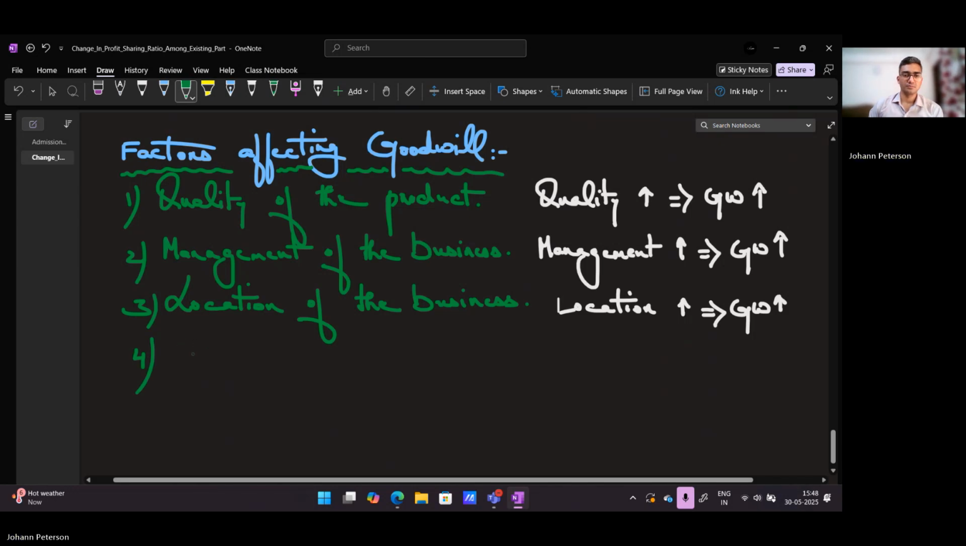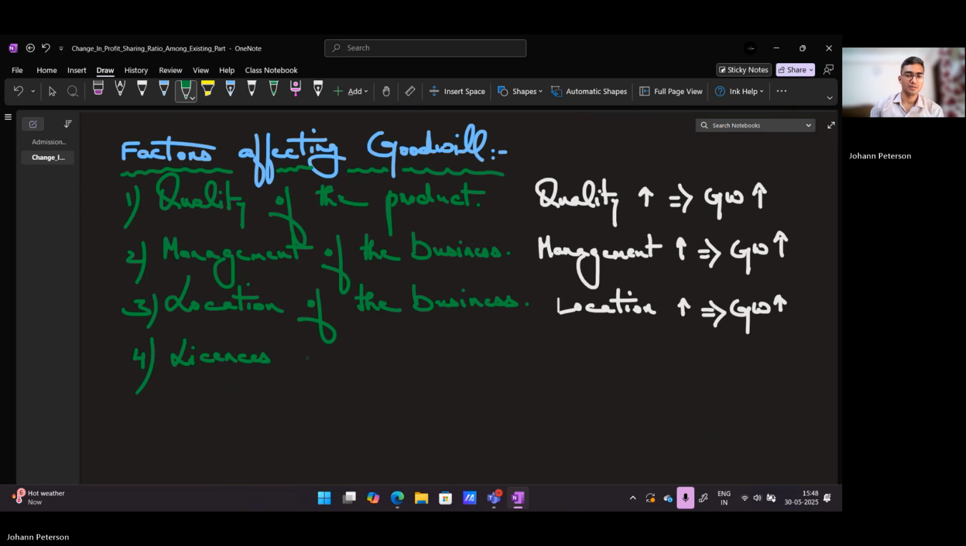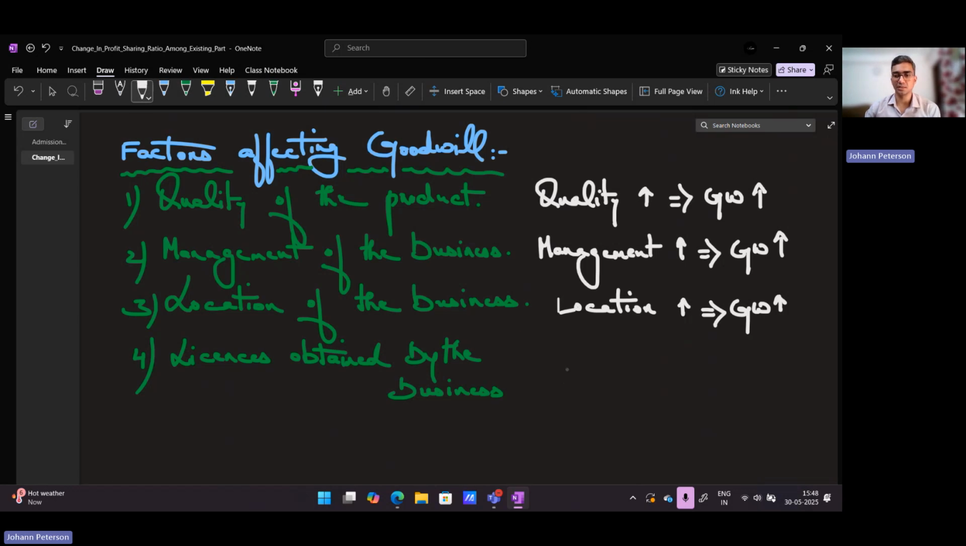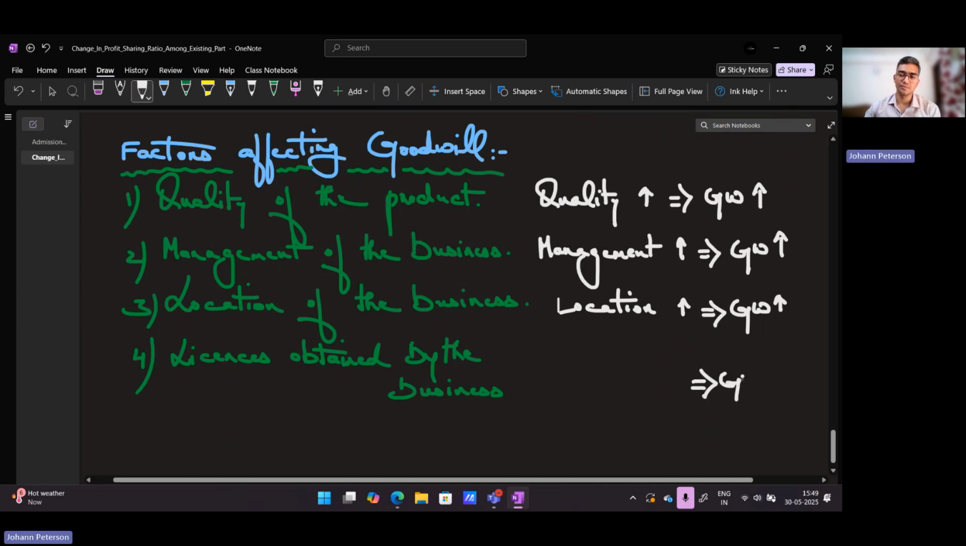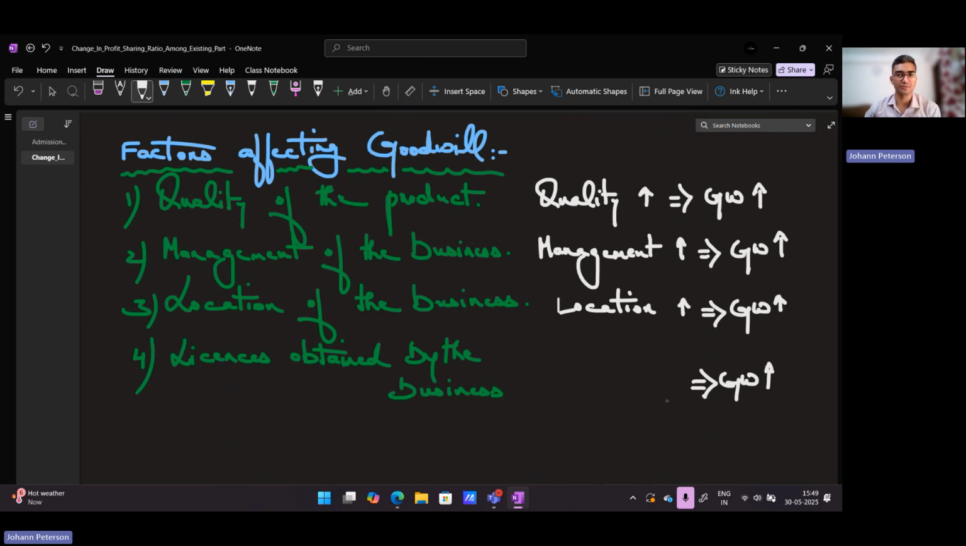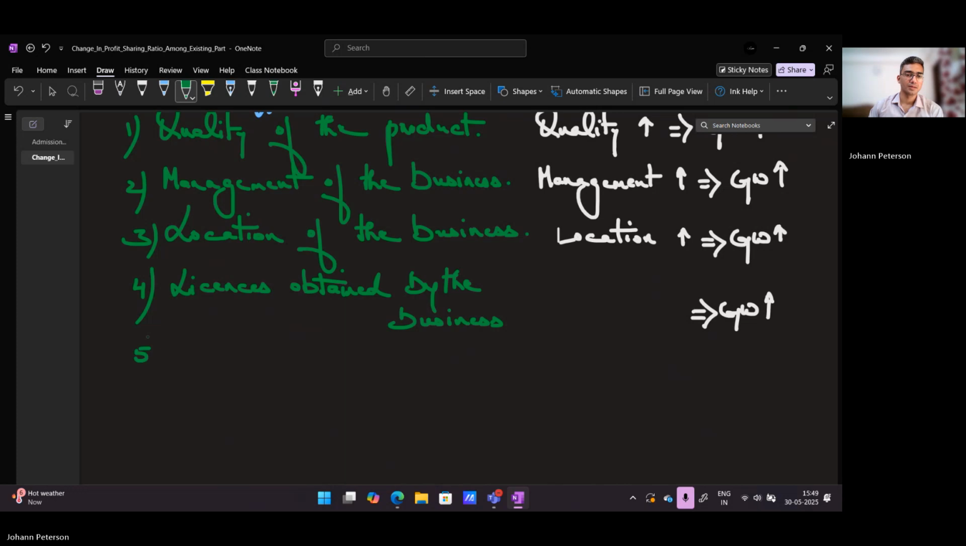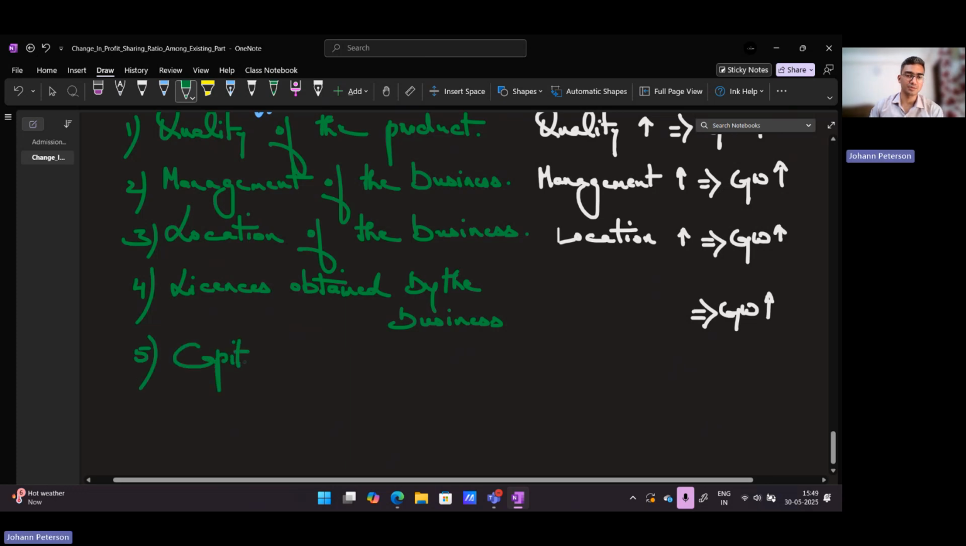Let's say licenses obtained by the business. So if I have been able to obtain licenses, my goodwill will be more because it is not easy for every person to get a license in our country, especially. You have to do a lot of hard work to get such licenses to do such businesses, which require licenses. So having a license would put your business apart and it would give a good impression to the consumers. Then capital, another important factor.